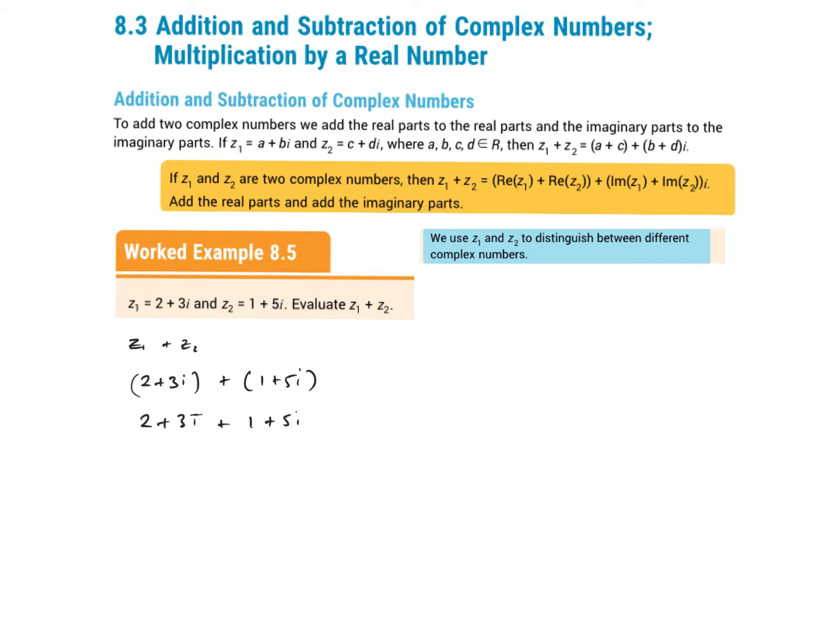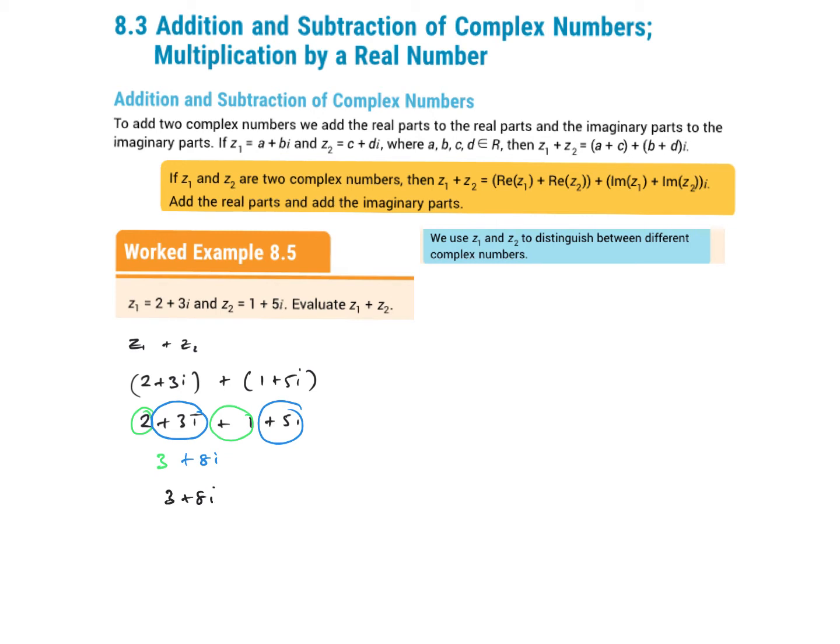Now we get the numbers together, so we've got 2 plus 1. I'll just circle them for you. 2 plus 1 will give us 3. Then the imaginary bits, we've got plus 3i plus 5i is plus 8i. That means we finish with 3 plus 8i, and we're done.